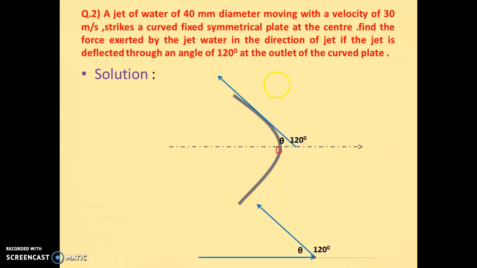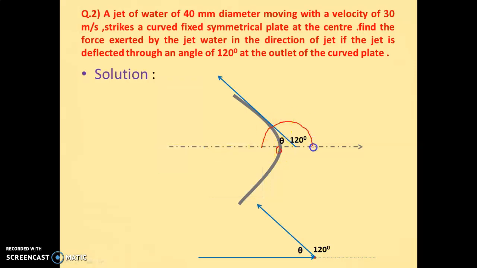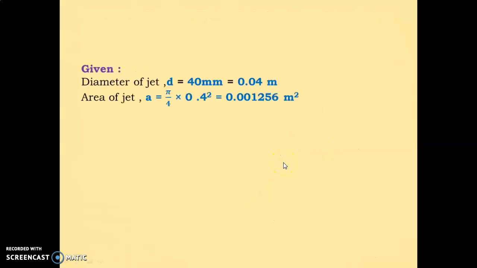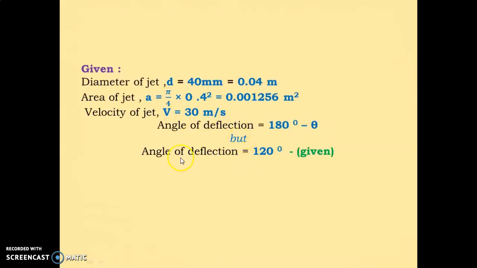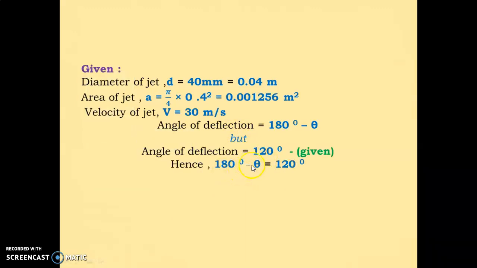Okay. Angle of deflection. This whole from here to here is 180 degree. So if this is theta, this will be 180 minus theta. But we know angle of deflection is 120 degree, so 180 degree minus theta is equal to 120 degrees, therefore theta is equal to 60 degree.